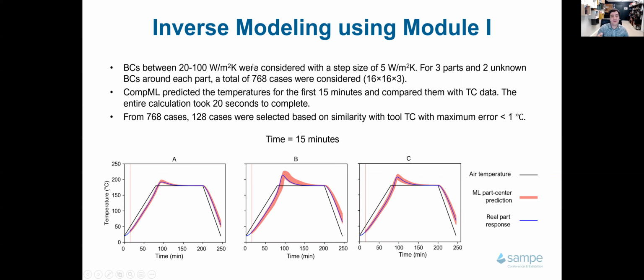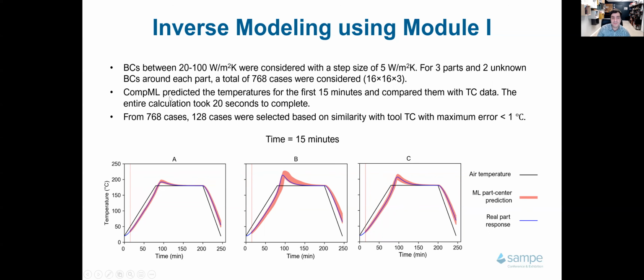It meshed them into every 5 steps. So that would be 16 different boundary conditions between 20 and 100 watts per meter square Kelvin. For 3 parts and 2 unknown boundary conditions around them, you will get 768 cases of potential solutions. Using the traditional method, it takes quite a long time to actually run this and see which one matches the first 15 minutes of data.